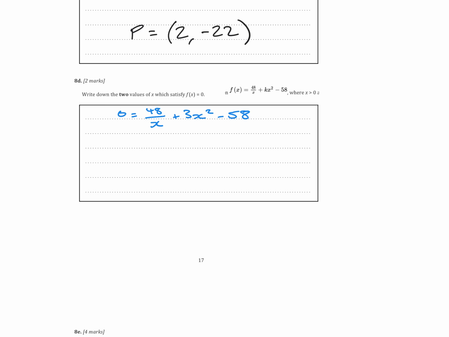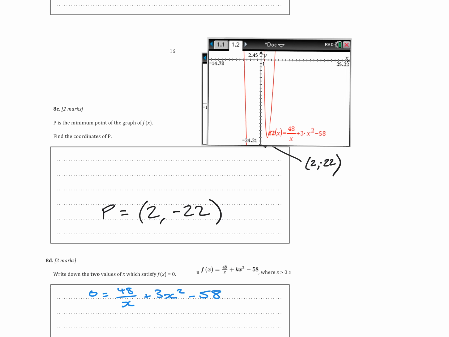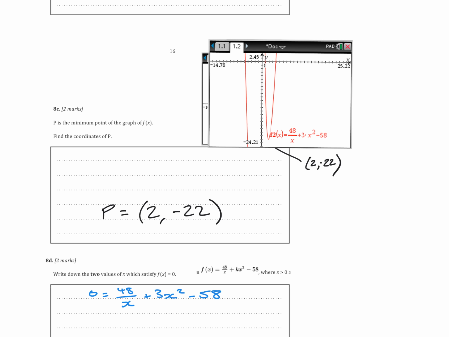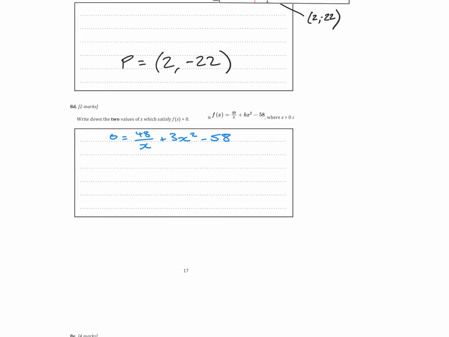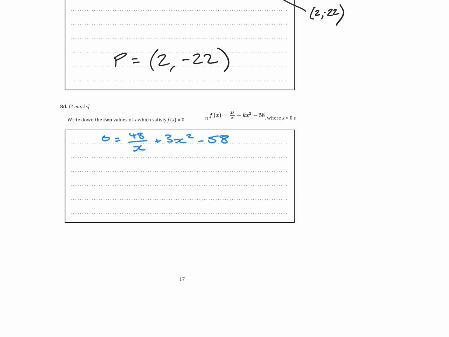Now, what's quite interesting is when we look at our graph, we can see on here that actually there are 3 answers. There's one here, and one here. So we're expecting to get 3 answers, but it's asking us for 2 values. That's because our domain has been restricted to just x values greater than 0. So we can use that when we get to our final answer, and hopefully it will make some sort of sense.